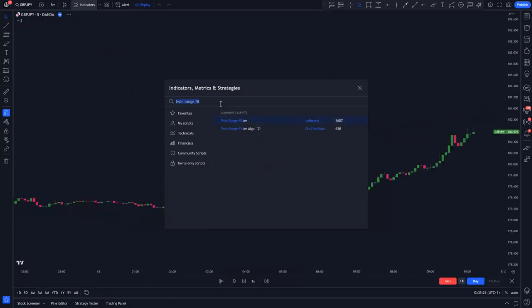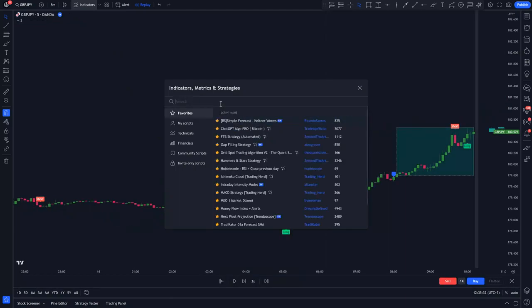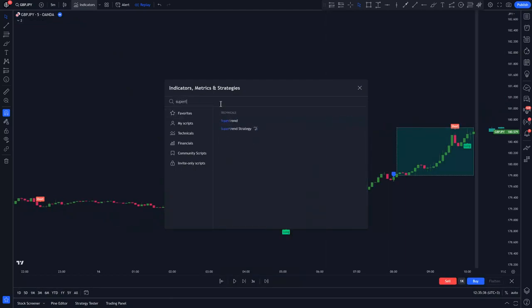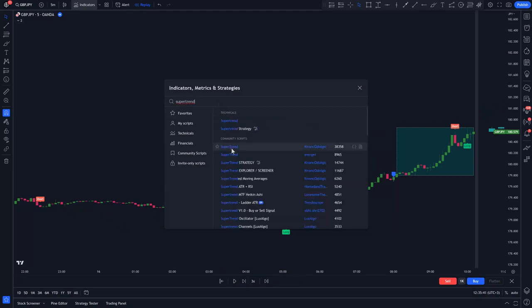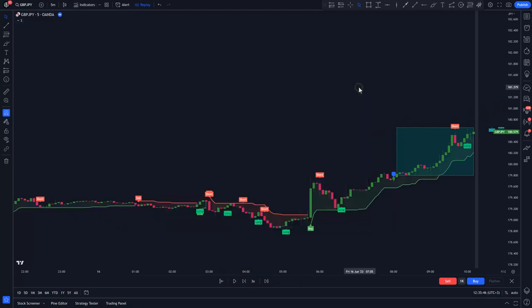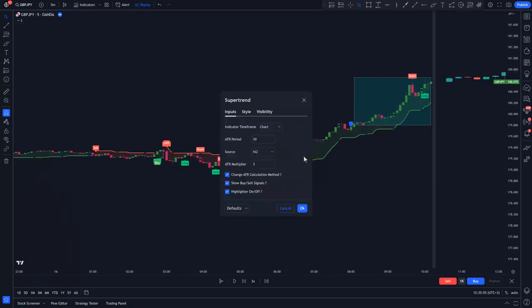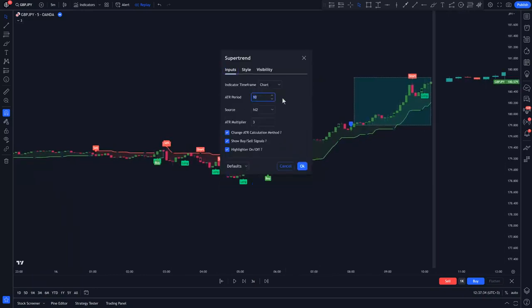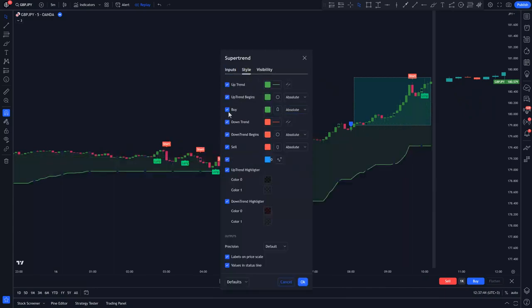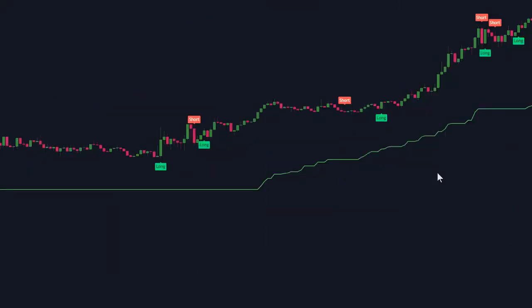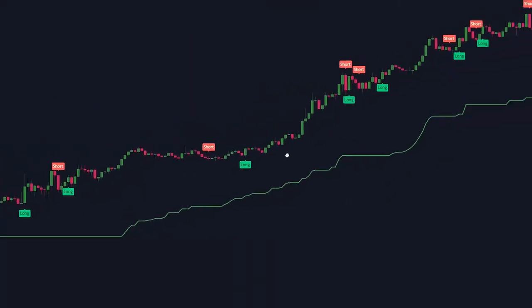Next, let's search for a trend confirmation indicator. Let's go with the Super Trend indicator, this one by Kevin. Next, let's modify the settings of the Super Trend indicator to make it less sensitive to price in order to track longer-term trends. We're gonna use the Super Trend indicator as a trend confirmation indicator.